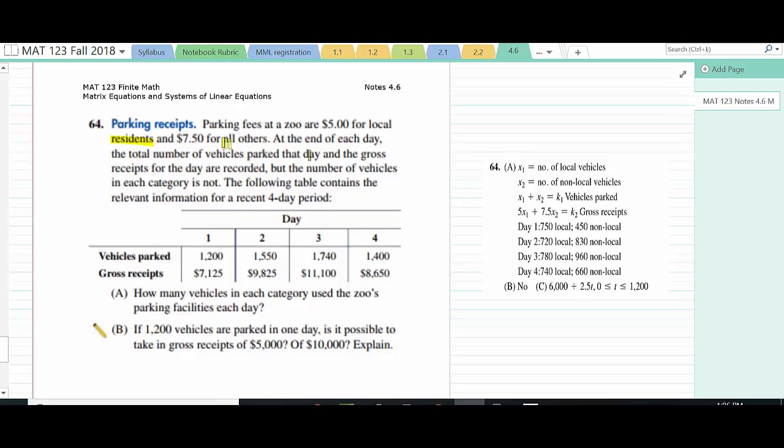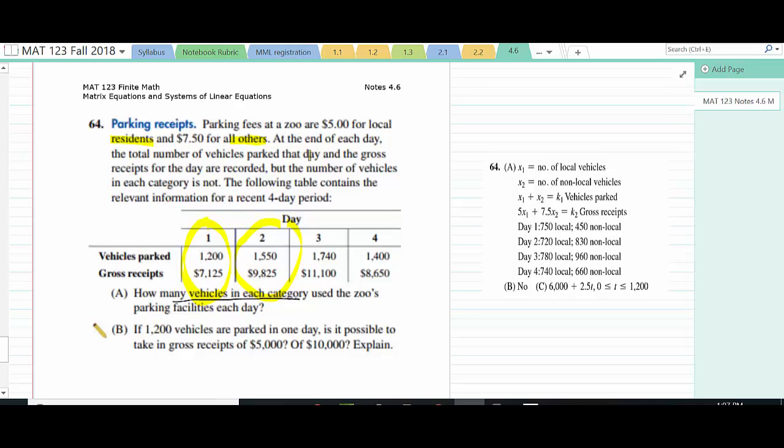So it says at the end of the day, they kind of have a table. This is like day one, this is the amount of money they made, and so forth. Day two, there was 1,550 cars parked, and that was the receipts and so forth. So first thing is, when you set these kind of things up, you always want to look at the question, because the question will tell you what the unknowns are. Generally, it says, how many vehicles in each category? When I see that, that tells me what the unknowns are.